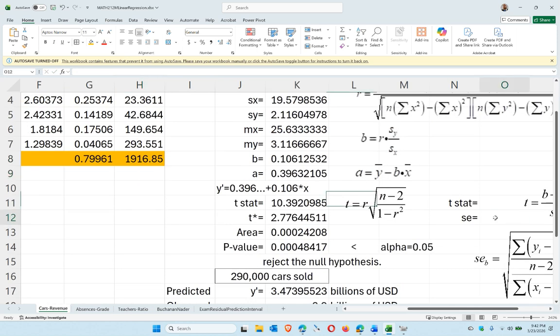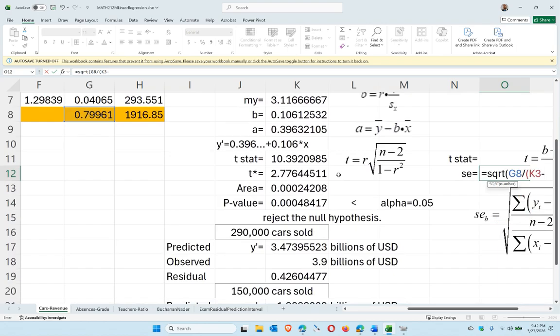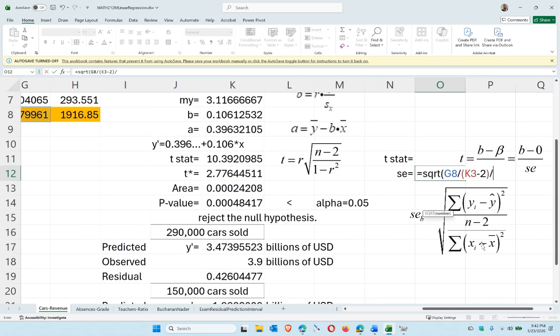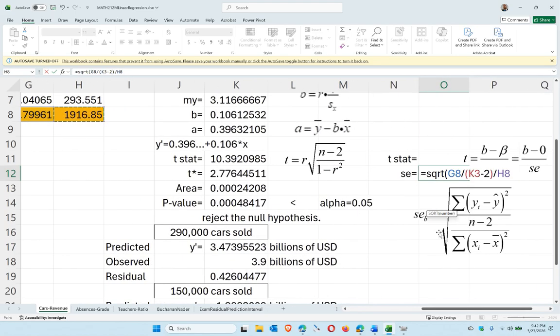Okay, so if we do our standard error, it's equal to the square root. Okay, so our numerator is this one right here, divided by the degrees of freedom, which is n minus 2, and then divide again, right, by this one right here. Okay, that should give us our standard error.